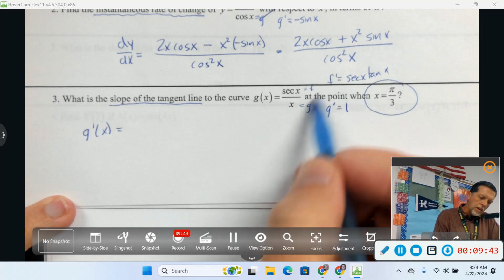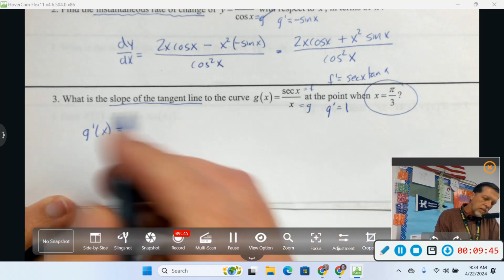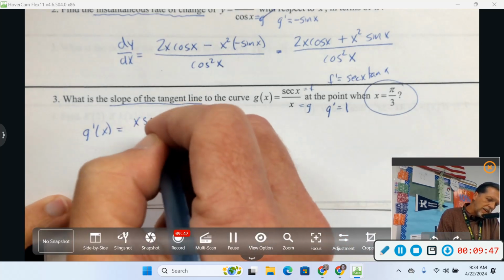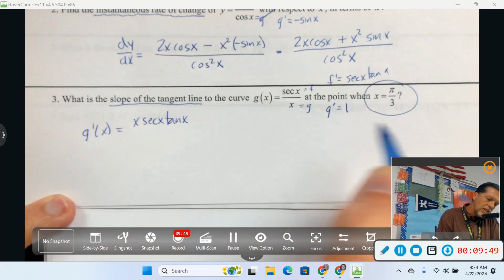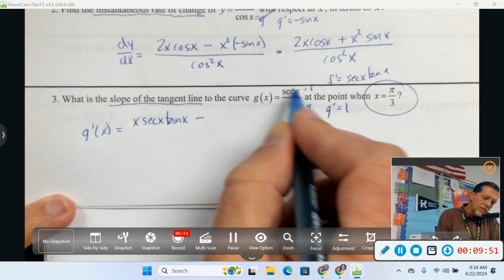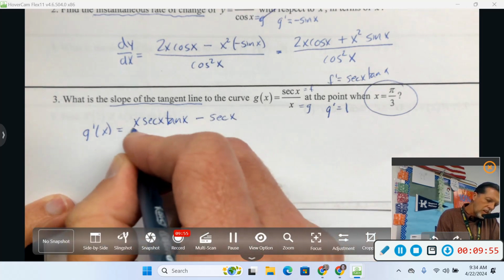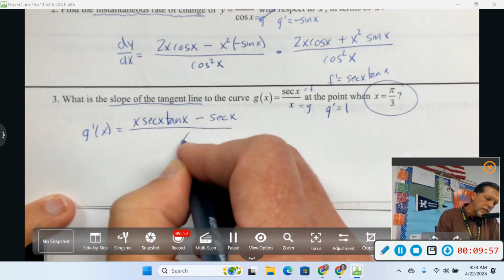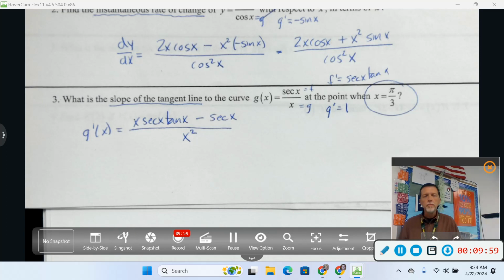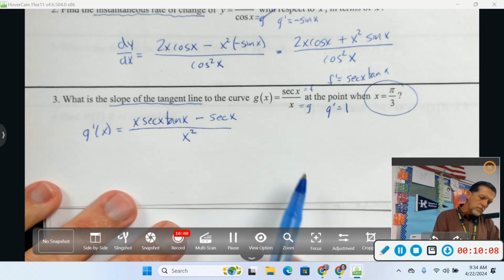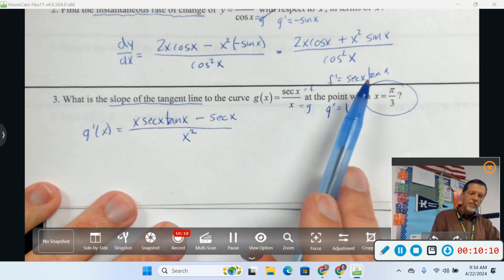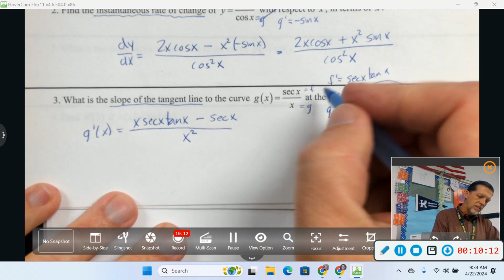gf prime. Gotta go gf prime. So x secant x tangent x minus secant of x, all over denominator squared, all over g squared. It's just going to be kind of ugly with pi over 3's in there. What's the derivative of secant x? The derivative of secant x is secant x tangent x.